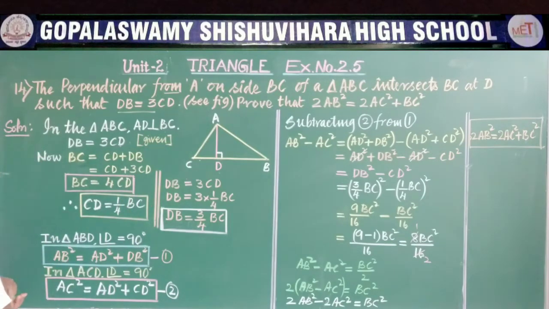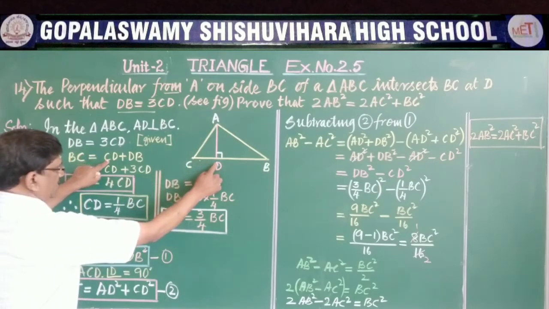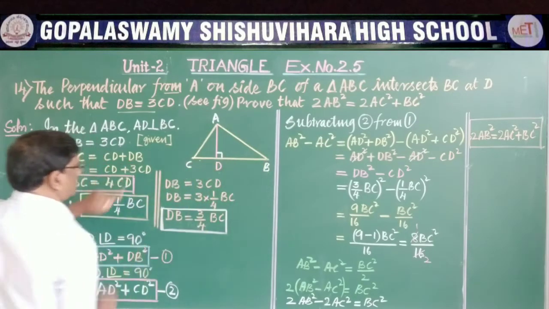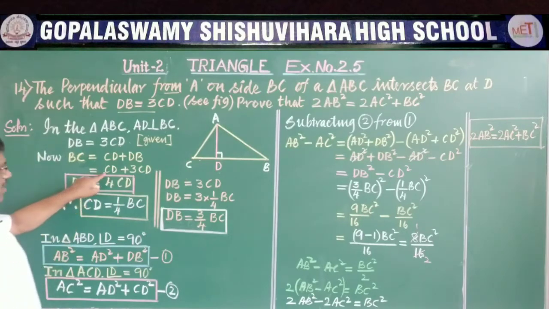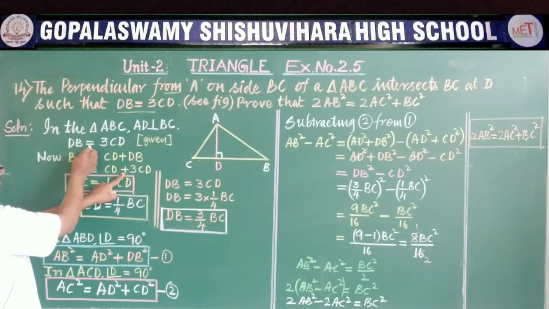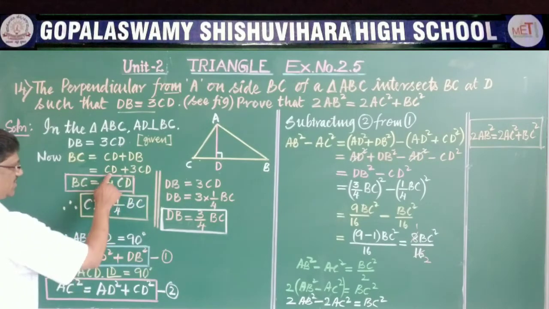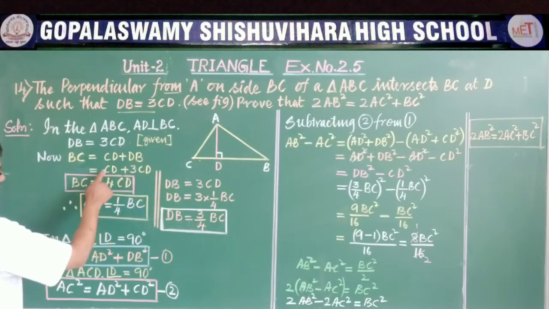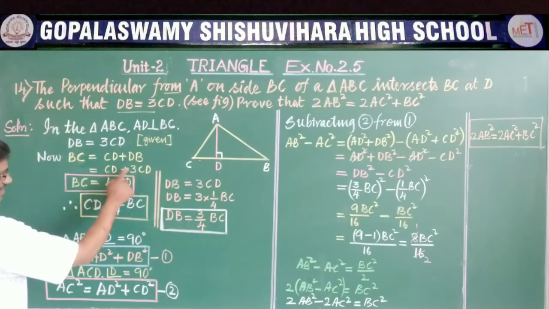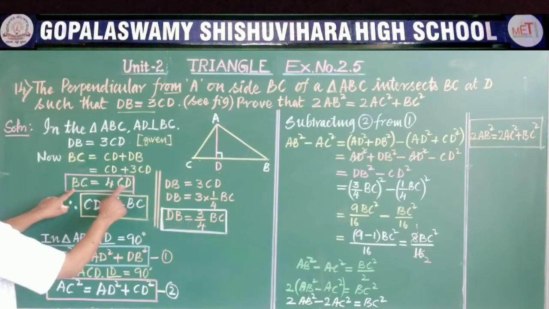Now you see here, BC can be written as CD plus DB, isn't it? So CD, let it be as such, plus DB. DB is equal to 3CD, so in place of DB I am substituting 3CD. Then what does it become? 1 CD plus 3 CD together makes 4 CD. So BC is equal to 4 CD.